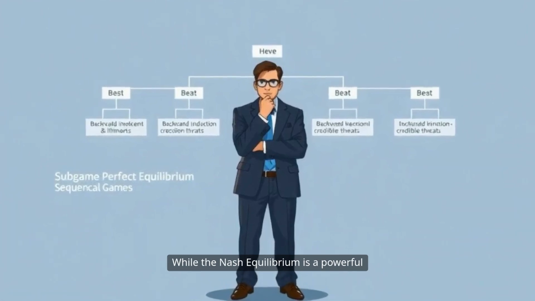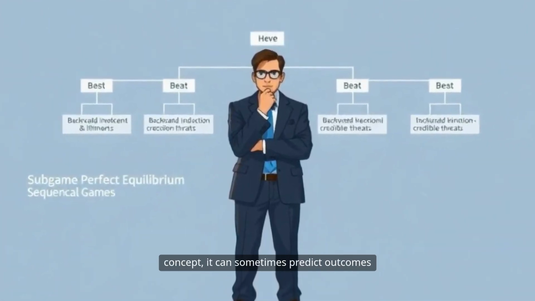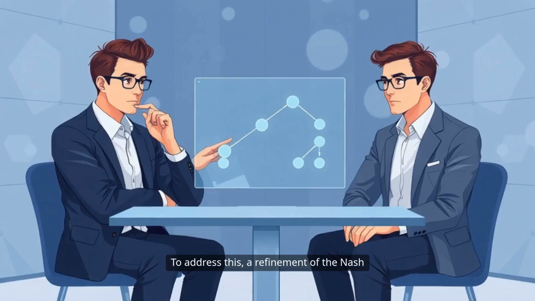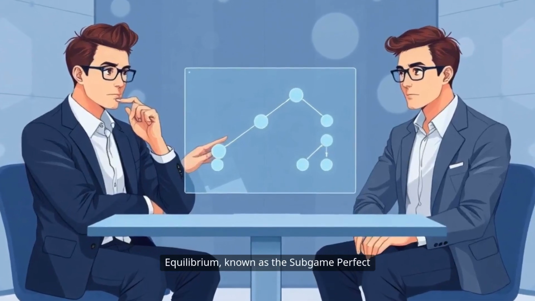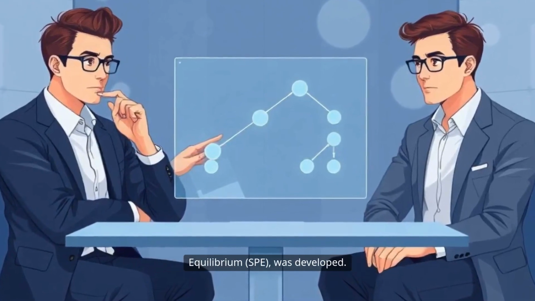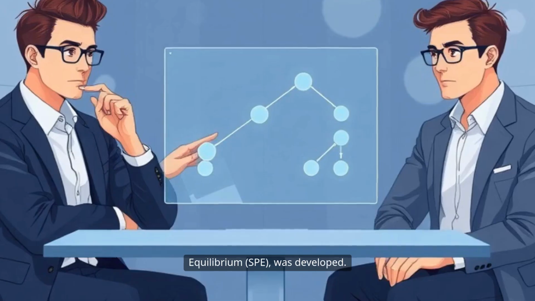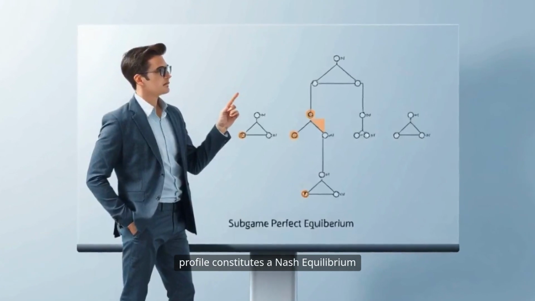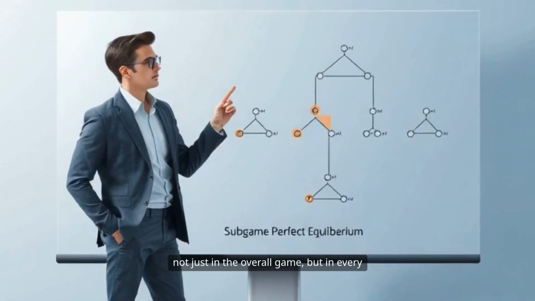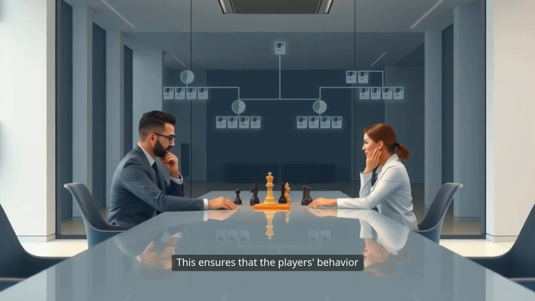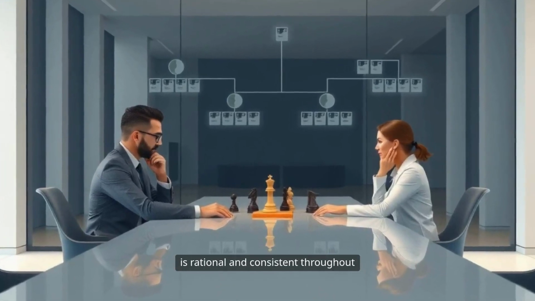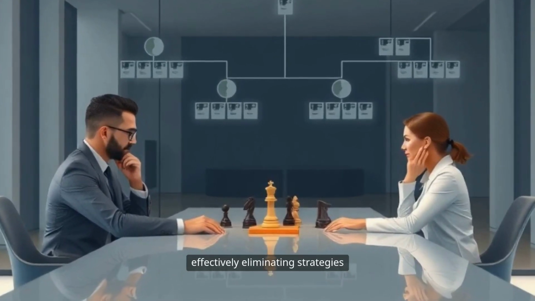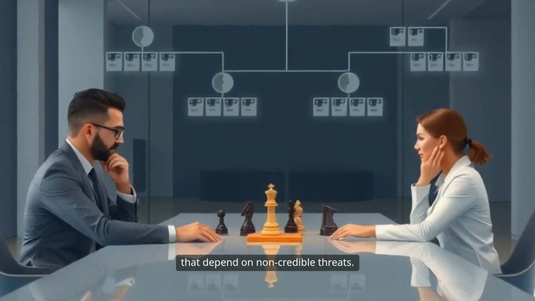While the Nash equilibrium is a powerful concept, it can sometimes predict outcomes that rely on threats or promises that are not credible in a dynamic, sequential game. To address this, a refinement of the Nash equilibrium, known as the subgame perfect equilibrium, SPE, was developed. The SPE concept requires that a strategy profile constitutes a Nash equilibrium not just in the overall game but in every possible subgame of the original game. This ensures that the player's behavior is rational and consistent throughout the entire game, regardless of past events, effectively eliminating strategies that depend on non-credible threats.